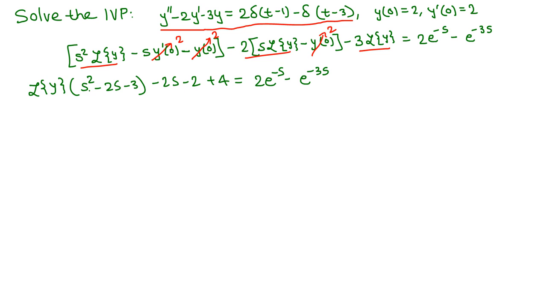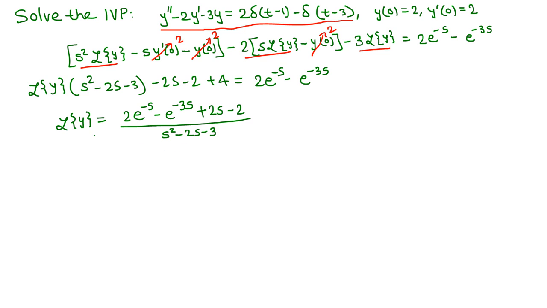And we divide by s² - 2s - 3, then we get Laplace of y equals, we already have 2e^(-s) - e^(-3s). This -2s becomes plus 2s. This plus 2 becomes minus 2. We divide everything by s² - 2s - 3. Now to find the value of y, all we have to do is take the inverse Laplace of this fraction.